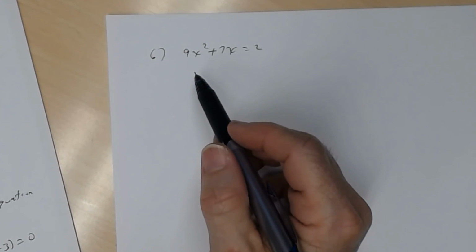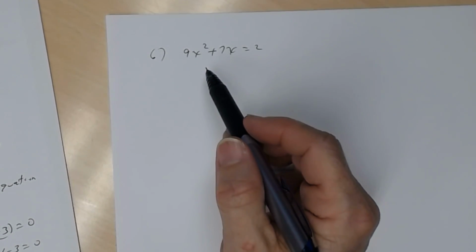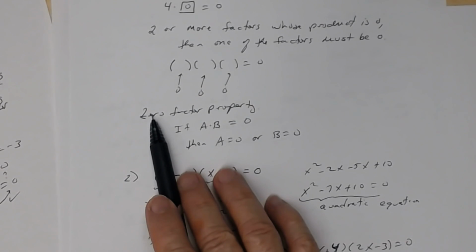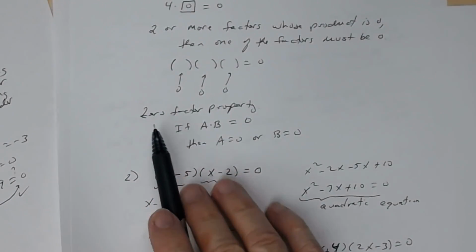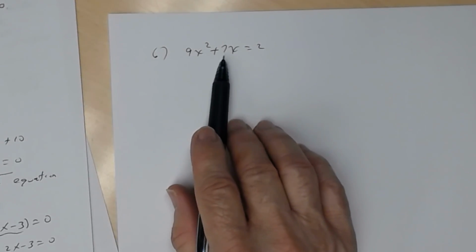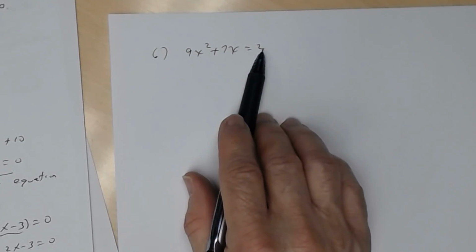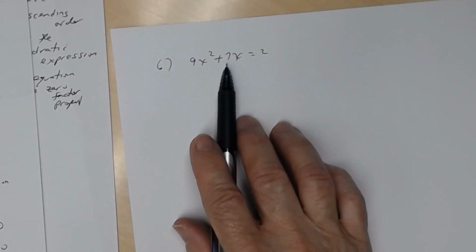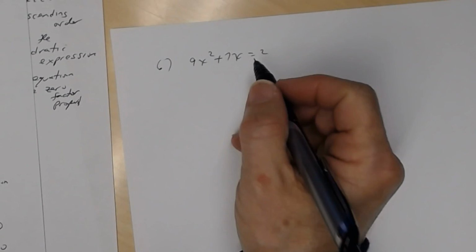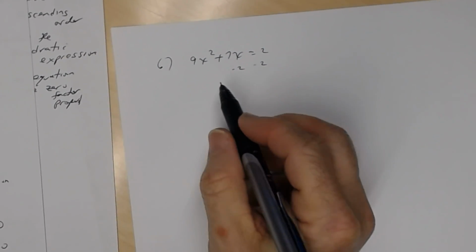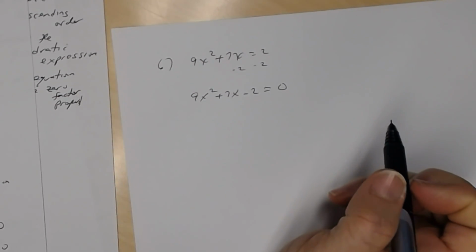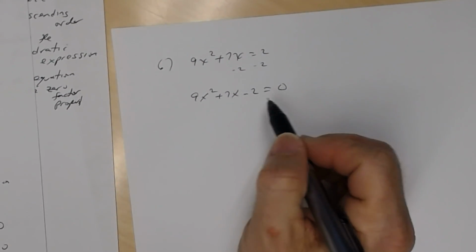That factor property is called the zero factor property. It's not called the 2 factor property or the 3 factor property. It's called the 0 factor property. Okay, so you got to have 0 here. So the first thing you got to do is put it in standard form. And remember this is quadratic, write the quadratic equation in standard form. So I'm going to go ahead and subtract 2 from both sides. And so I'm going to get 9x squared plus 7x minus 2 equal 0. And so it's in descending order.